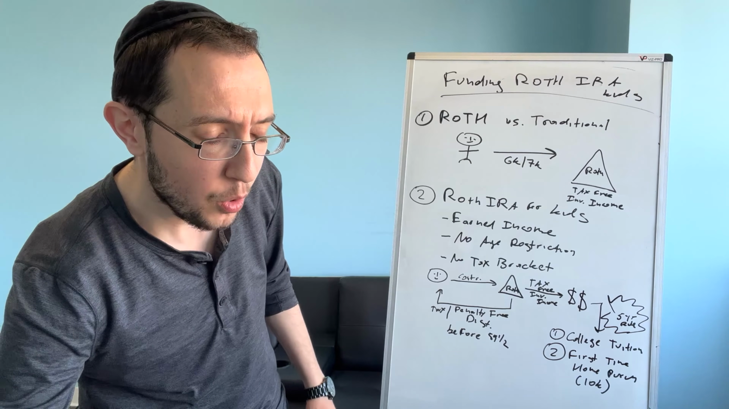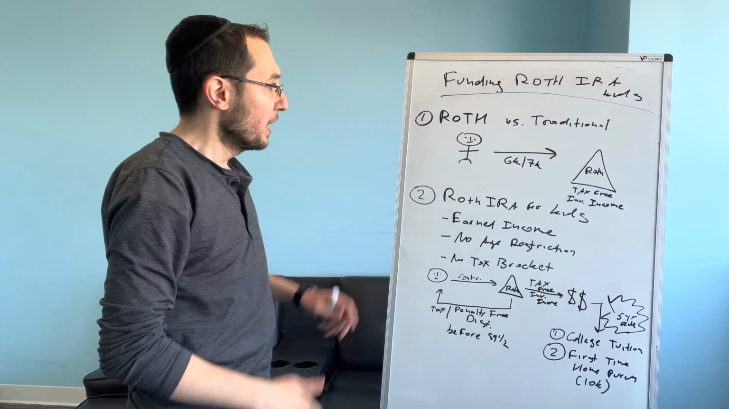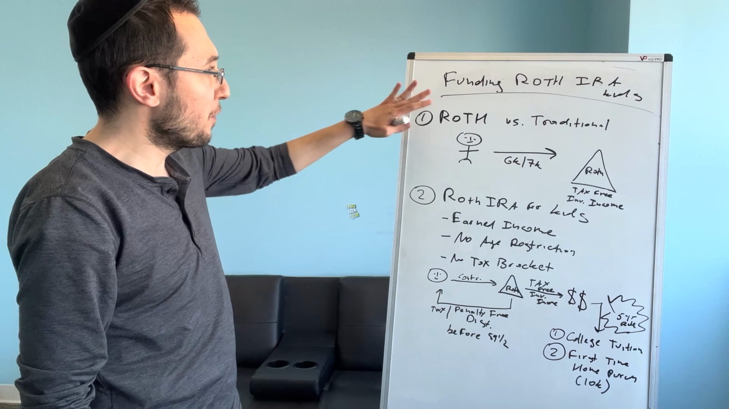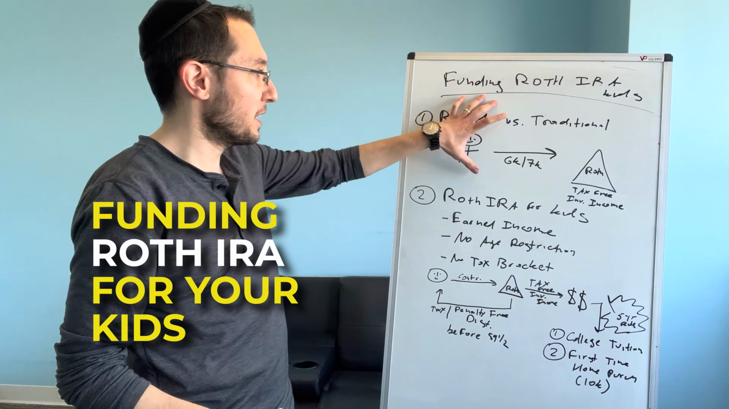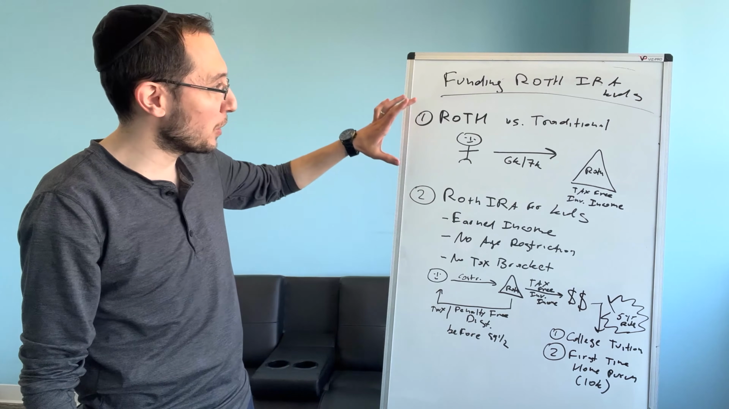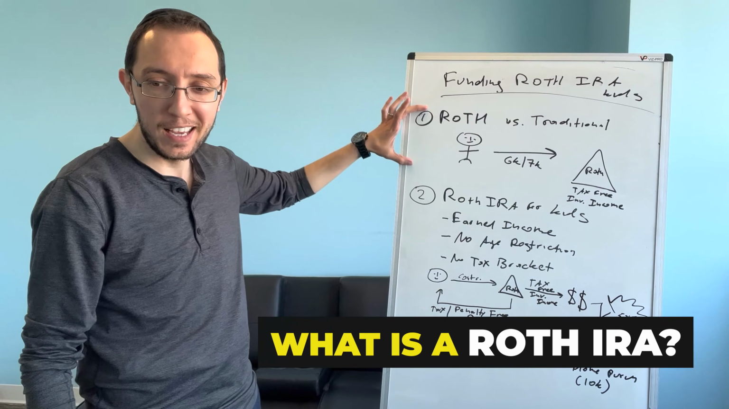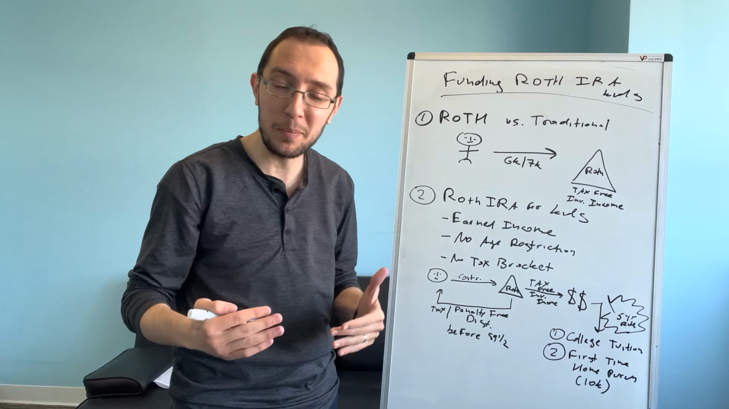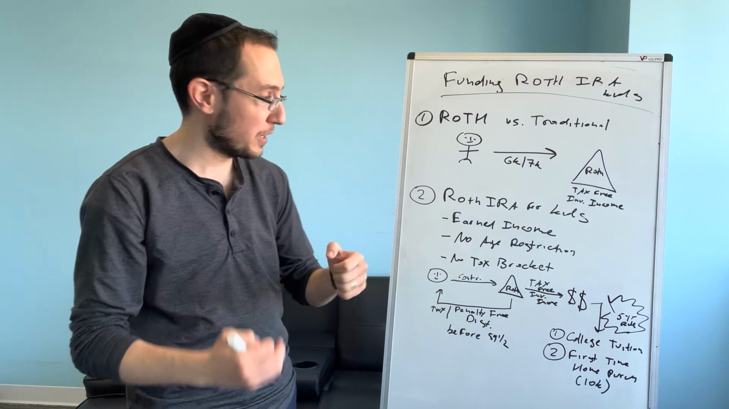Today I really want to cover funding a Roth IRA for your kids, right? So we're gonna do it in 3 simple steps. First, we're gonna talk about what a Roth IRA really is and how it is beneficial to anybody, and then we're gonna see how we can apply it to the kids.